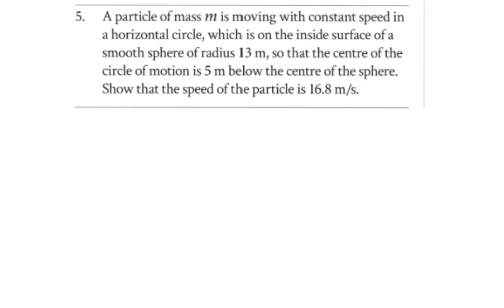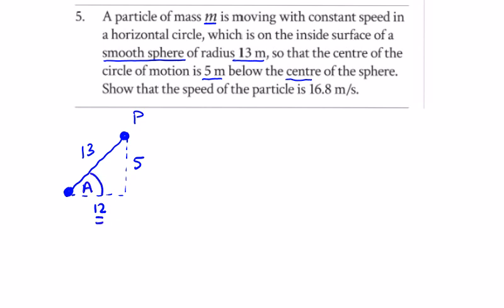Question 5 and 7b, we have a particle of mass m moving with constant speed in a horizontal circle, which is on the inside surface of a smooth sphere, the radius of which is 13. So the center of the circle of motion is 5 meters below the center of the sphere. So our diagram is, we'll call this P. If the radius is 13, it's 13 from the center of the sphere to the edge of the sphere, and then it's 5 meters below the center. So by Pythagoras, this one is 12.